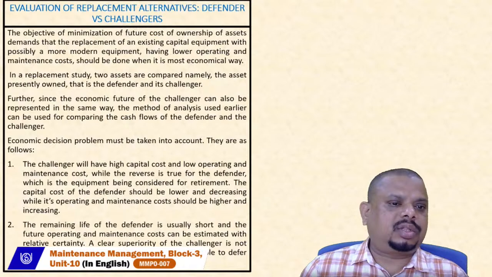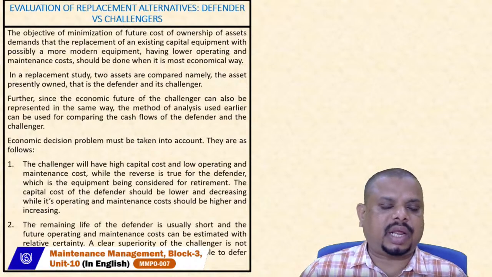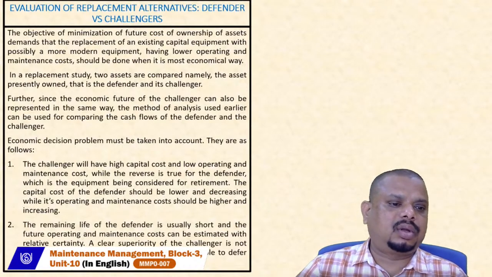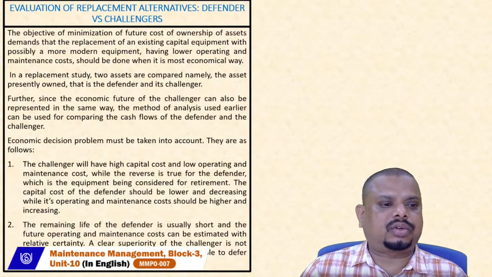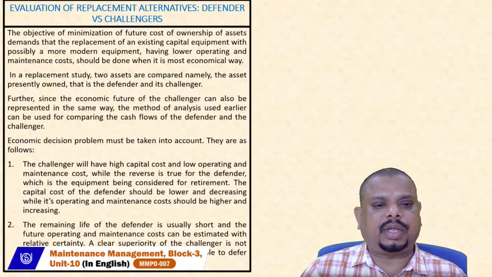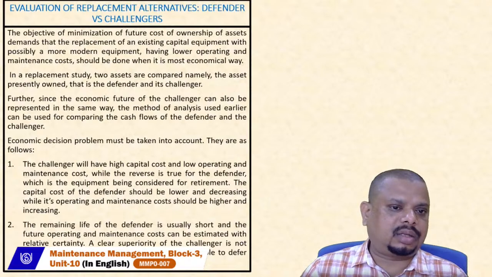So as far as replacement studies are concerned, two assets are compared, namely the first one, known as the defender, and the second one, the challenger. Since the economy of the future of the challenger can also be represented in the same way, the method of analysis used earlier can be used to compare the cash flow of the defender. So these two factors, defender and challenger, are the two assets of the replacement studies.